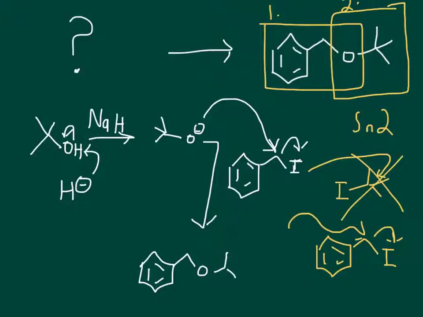So here we applied the concepts of what Williamson ether synthesis was, the fact that it works by an SN2 mechanism, to decide our starting material, and that helped us decide what we're going to add to the reaction. In this case, what was our alkyl halide.